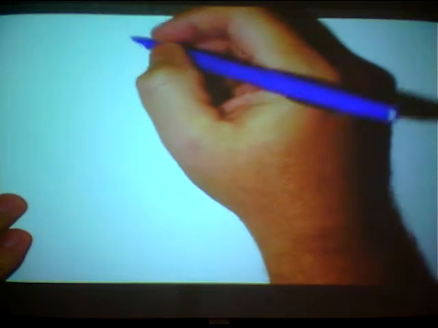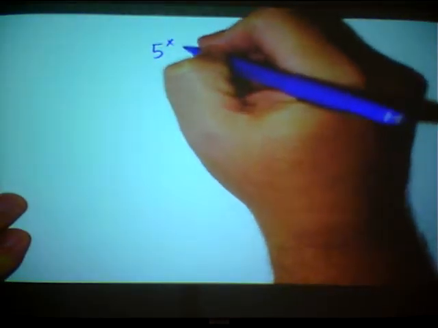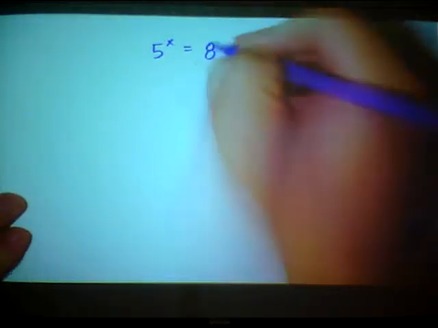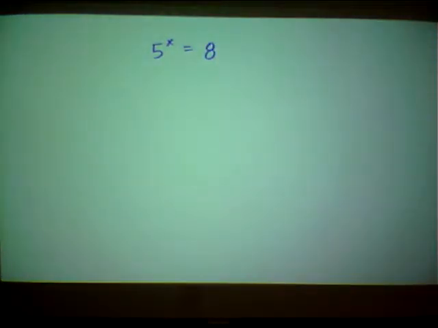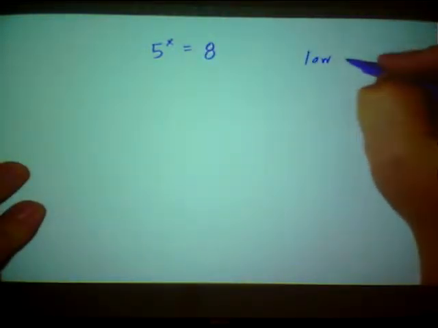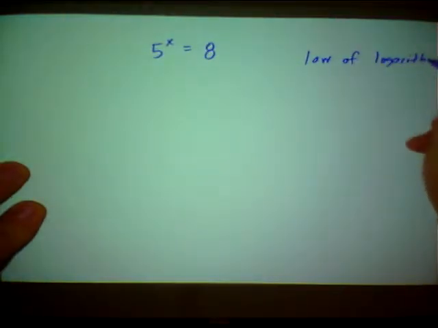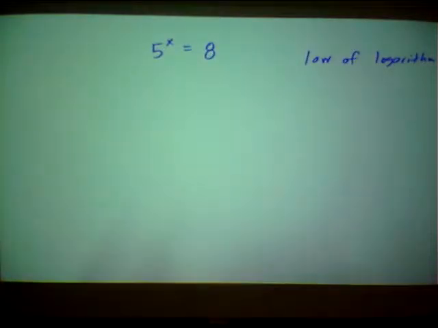So in other words, here's an equation, an exponential equation, 5^x equals 8. And in the homework, they say first use the law of logarithms. Now we're going to solve this equation two different ways. And I think what they mean by the law of logarithms is you take the log of both sides of this equation.